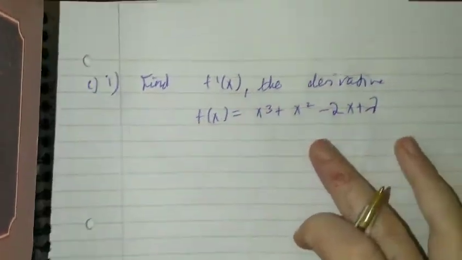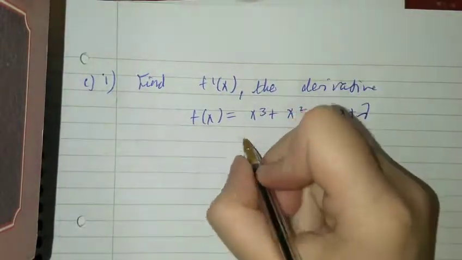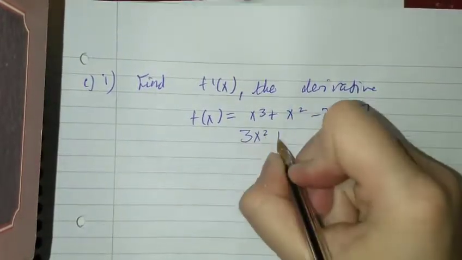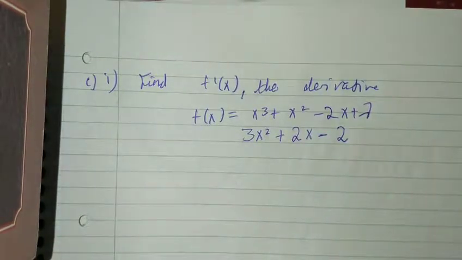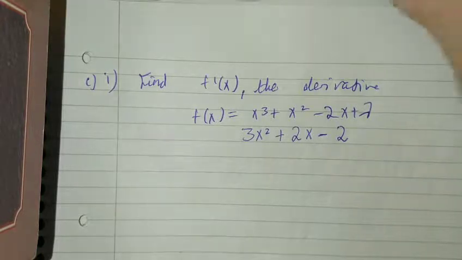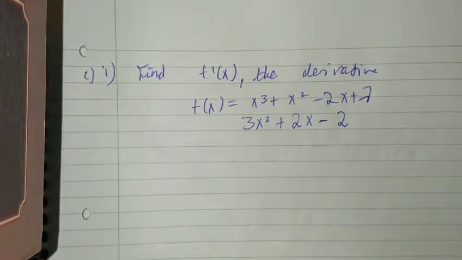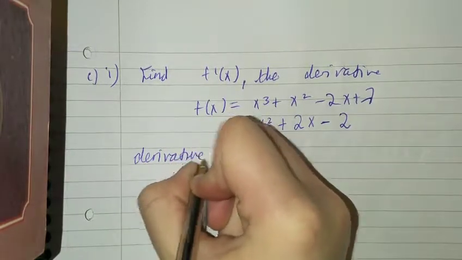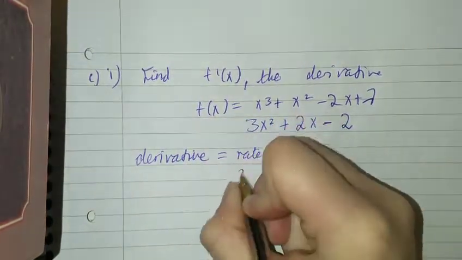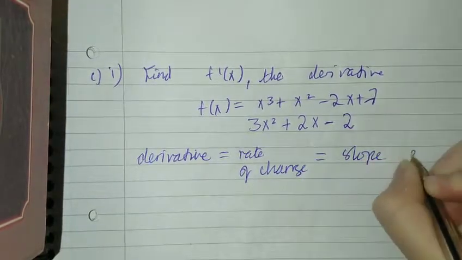So if we're to get that for this, the power is 3, so the base by the power will be 3x squared plus 2x minus 2. So that's going to be the derivative. The derivative is also what we can call the rate of change, which is equal to the slope of the tangent to the graph.